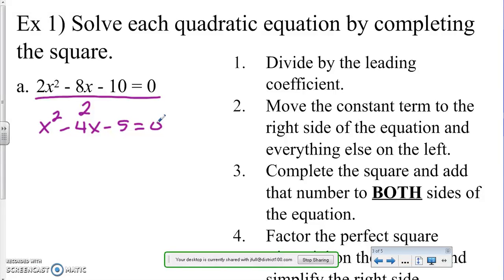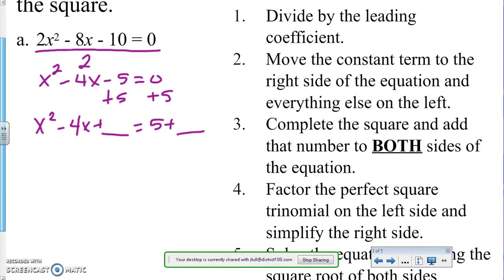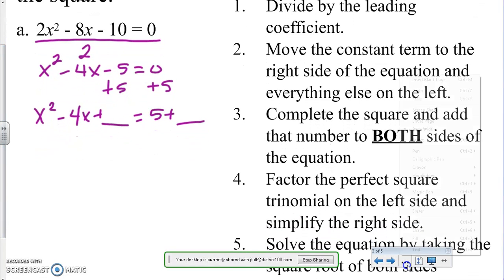Okay, then I'm going to move my constant term over like we did. So we're going to add 5 to both sides. So I have x squared minus 4x plus something equals 5 plus that same thing. And when I complete the square, I need to make sure I use this value right here. Don't go back to the original.